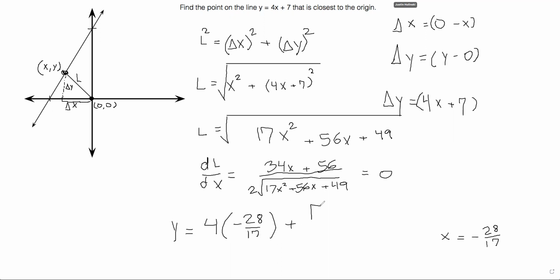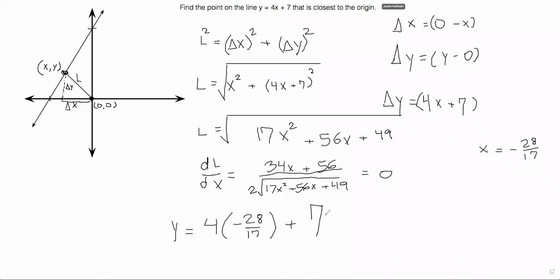Plus 7. That's probably the biggest 7 I've ever made. Let me move this over here for now. Why did I make that 7 so huge? I don't know. Not sure.